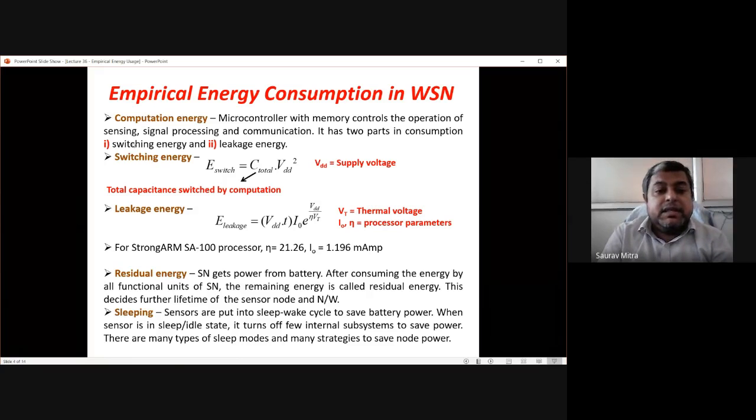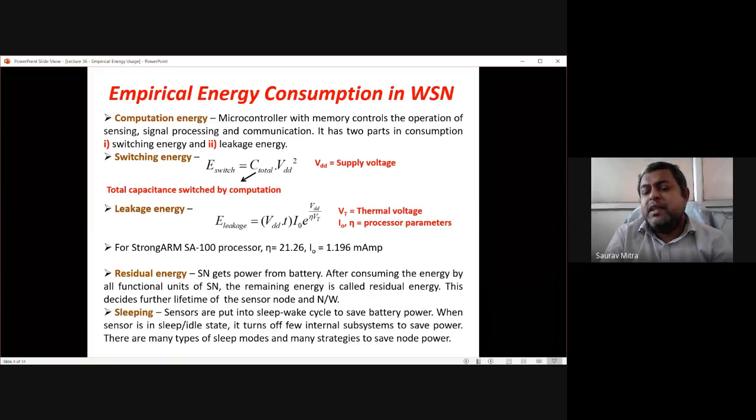Here, switching energy is given by E_switch. C_total is the total capacitance switched by the computation. You have heard of switching capacitors, and that concept is used here. VDD is the supply voltage. The more the supply voltage, the more switching power is required to turn the node on or off. So, the small formula you have to remember: E_switch is equal to C_total into VDD square.